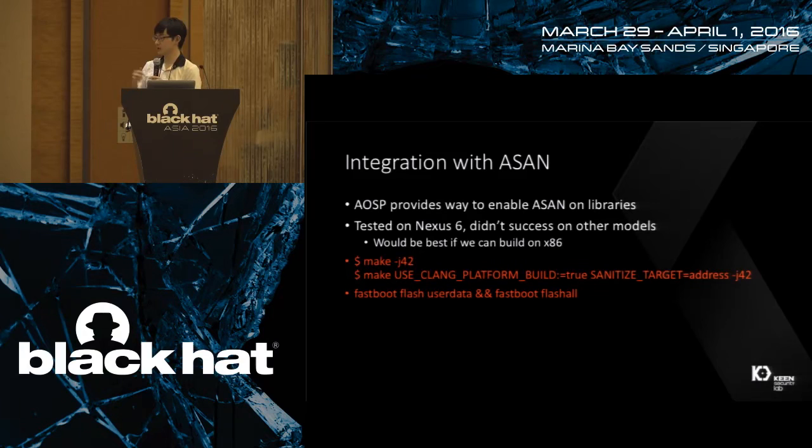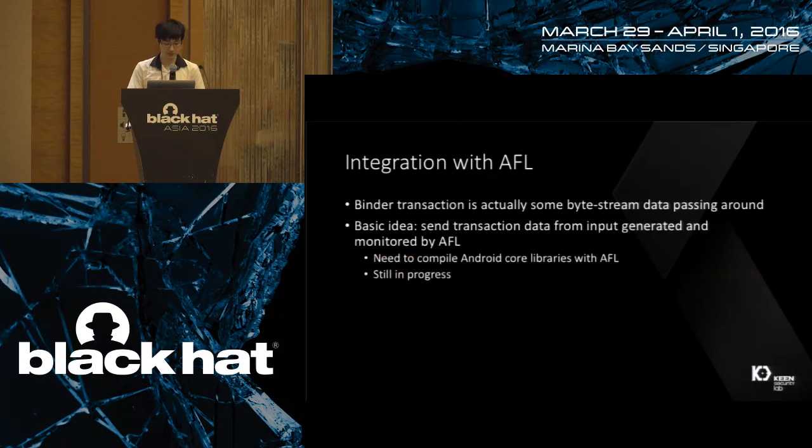but we didn't succeed in building on x86 machines. I have written a ticket about x86 support to Google, but there is no response currently. So using the following command lines, we can enable ASAN support on the whole Android device, but I have only succeeded on Nexus 6 and not on other devices.